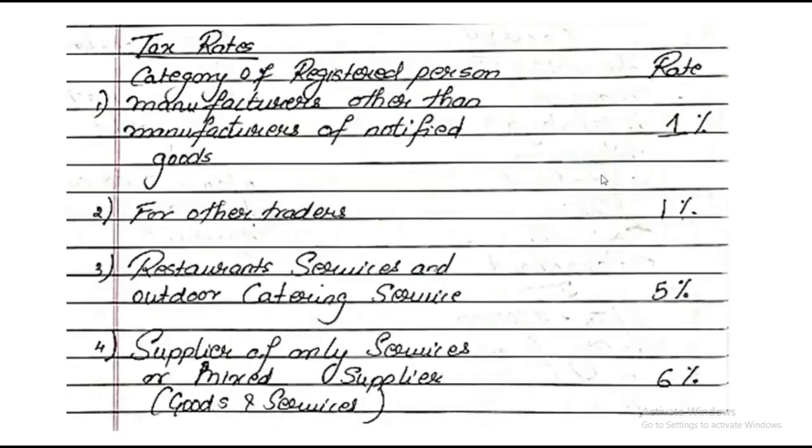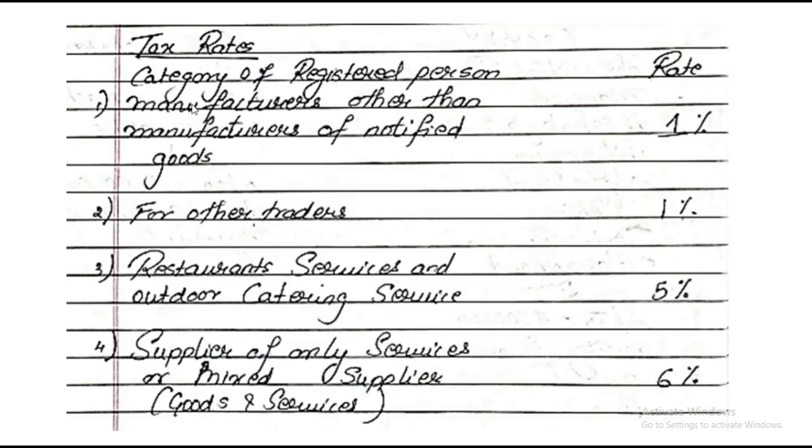Next, the tax rate. So now your composition levy has been divided into four categories. Number one, the category of registered person and the rate have been given to us. So there are two columns. First, manufacturers other than manufacturers of notified goods. If you are a manufacturer of goods other than the notified goods, then you will be charged 1% of your aggregate turnover, which gets split up into half SGST and half will go to CGST or UTGST accordingly.